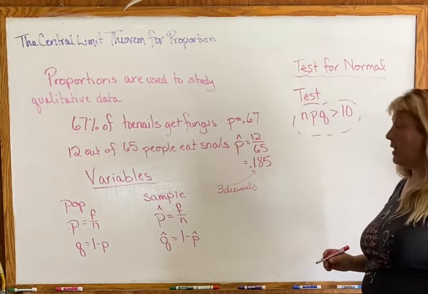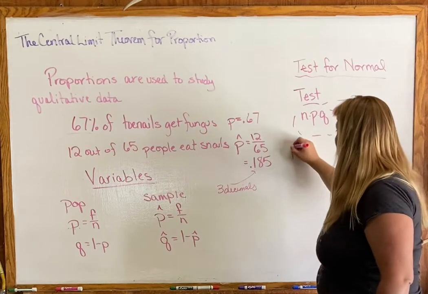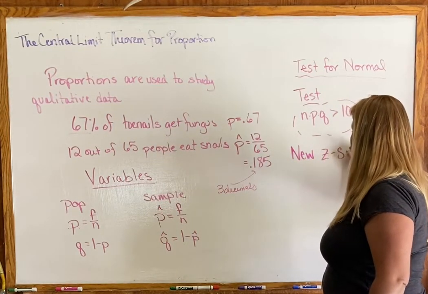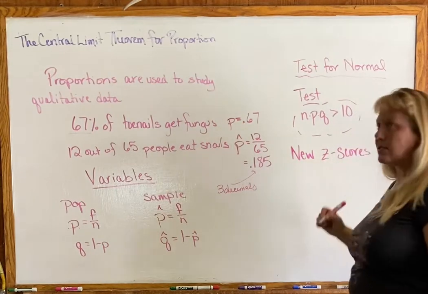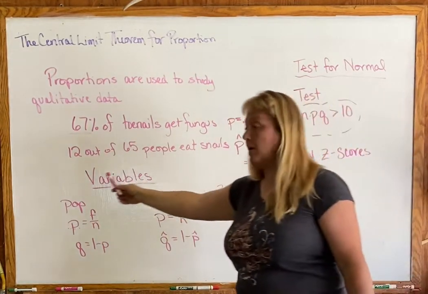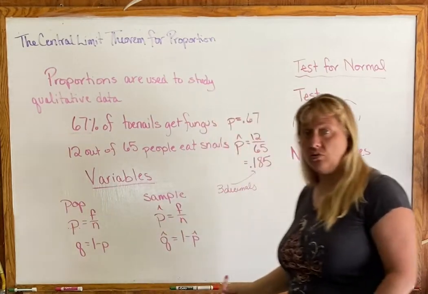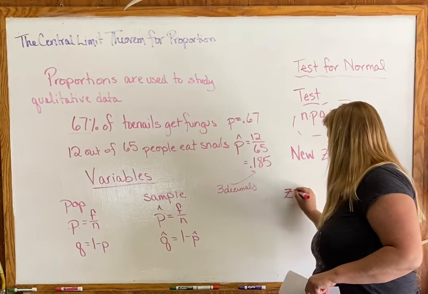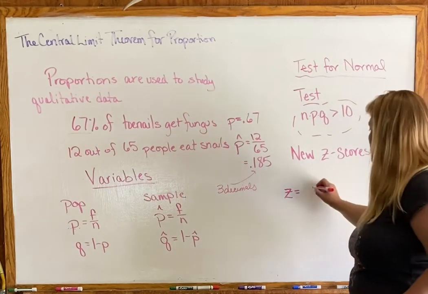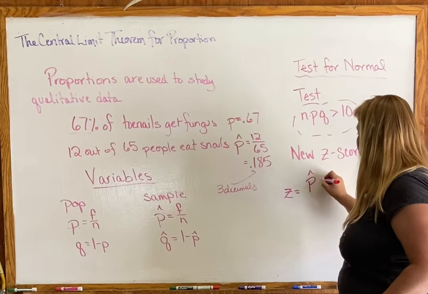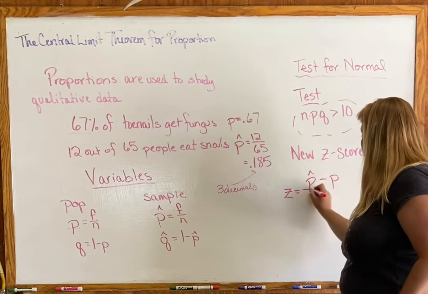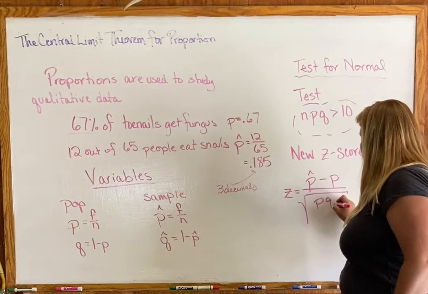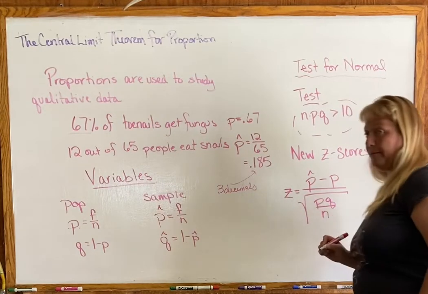But along with this test for normal, n times p times q, which we'll see in a minute, we also get a new z-score. So we can't be using a z-score that has means and standard deviations in it because we don't have any means or standard deviations running around in these problems. We're going to have p's and q's. So our z-score is definitely going to change. And this is what it's going to look like. So z equals p hat minus p all over the square root of p times q over n.